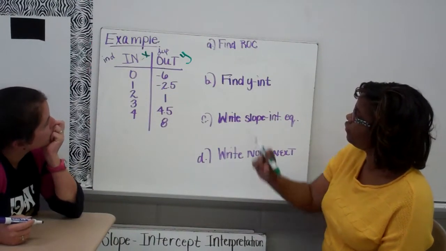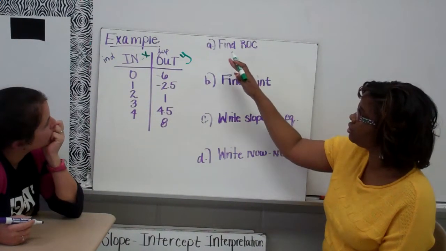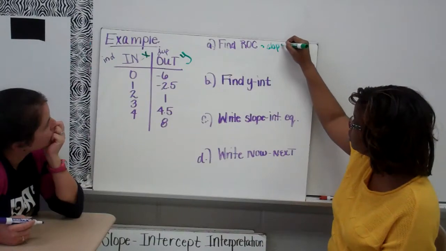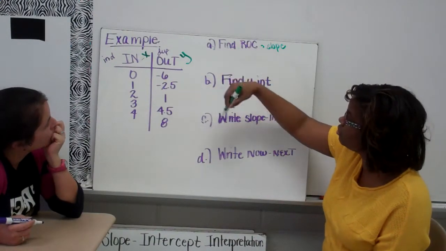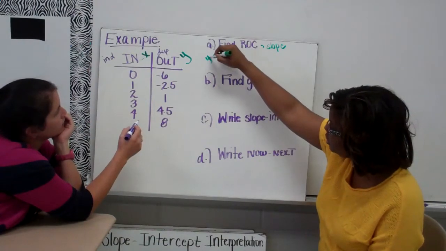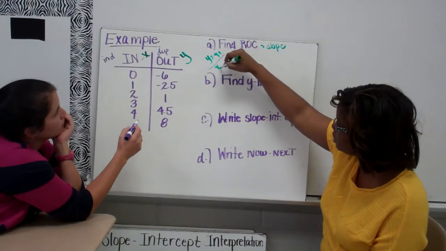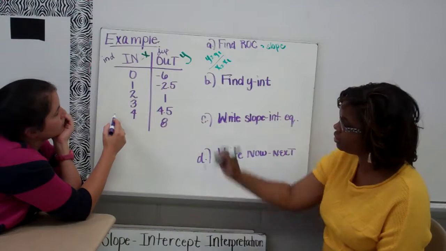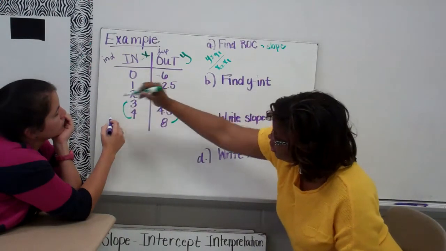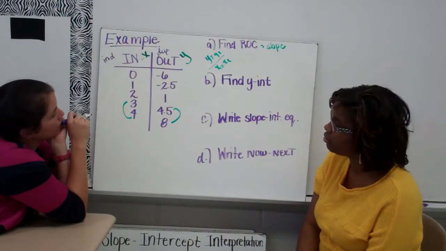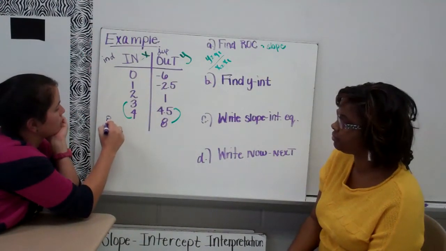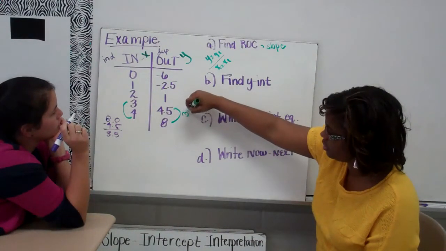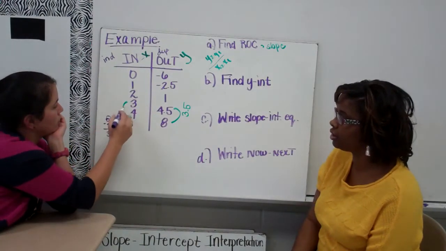So the first question asks you, it goes through a series of questions, find the rate of change. So you have to remember that the rate of change is simply your slope. If you have a table, you probably need to use your slope formula, y2 minus y1 over x2 minus x1. So we're going to find the difference in two of the points. You pick 2 points on your table. So what is 8 minus 4.5? 3.5. And then you're going to do 4 minus 3, which is 1.